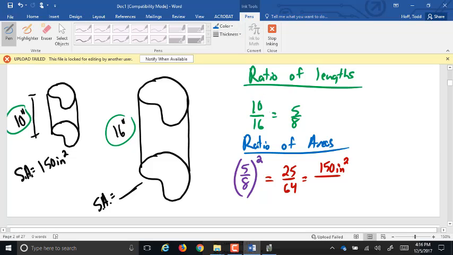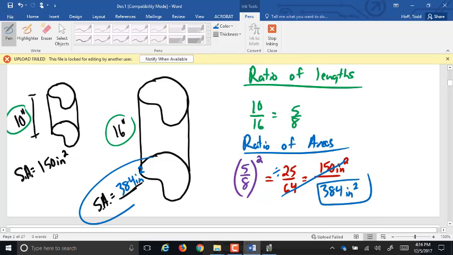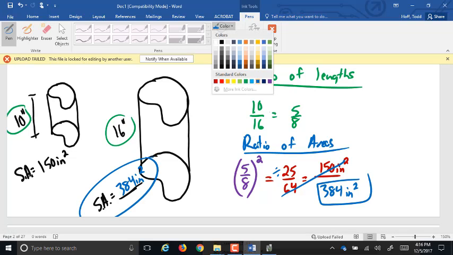So then we cross multiply and divide. 64 times 150 divided by 25 is what, 384 square inches of surface area, I believe. Does that work out?